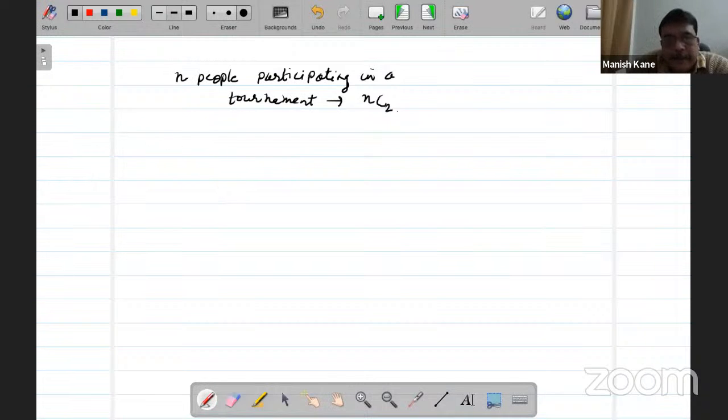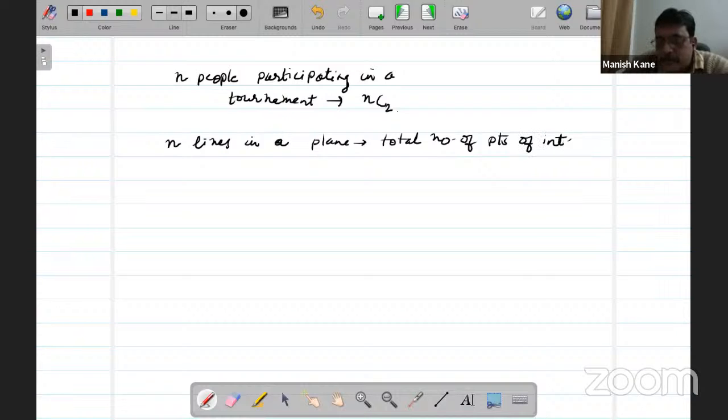Now listen to me very, very carefully. N lines in a plane, total number of points of intersection. Now see, each point of intersection is like a handshake between the two lines. When do you have a point of intersection? When two lines cross each other. It's like a handshake. It's like playing a game. Again, your answer will be NC2. Can you see the connection? Can you see the similarity between all these cases?